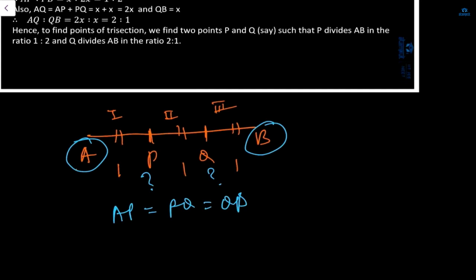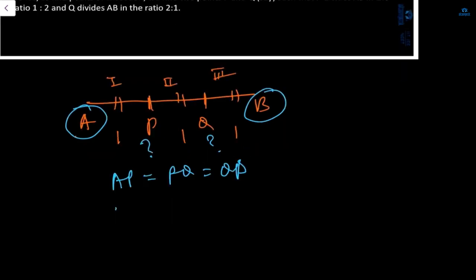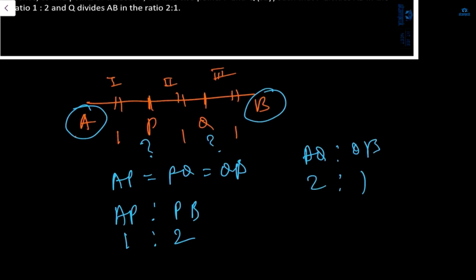Yes, ma'am, I have done this question. So you can take AP. If you are going to find AP's ratio to PB, what will it be? Since all are 1 and PB has 2 sections, 1 plus 1, 2. So one time you can take AP is to PB, and the next time you can take AQ is to QB, 2 is to 1. Got this? Any doubt here?